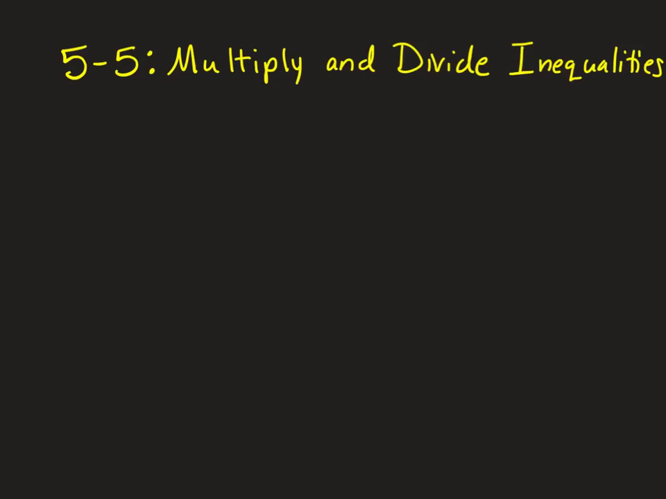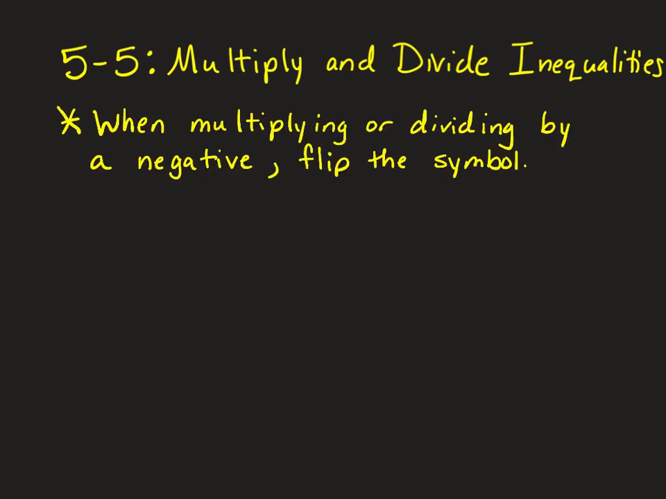Lesson 5.5, Multiply and Divide Inequalities. So when multiplying or dividing both sides of an inequality by a negative number, you have to flip the inequality symbol. This is the only step of solving inequalities that's different from solving equations. Just if you multiply or divide by a negative number on both sides, you flip the symbol.